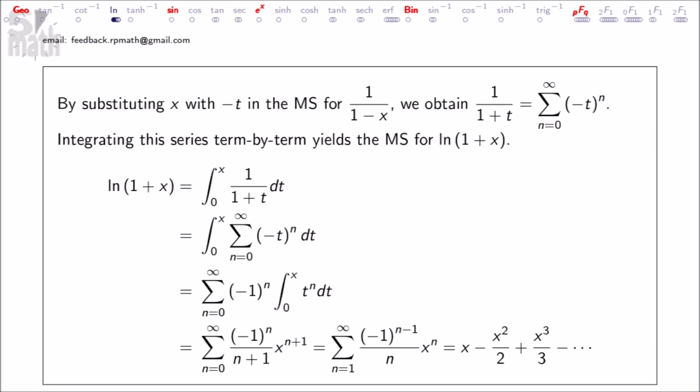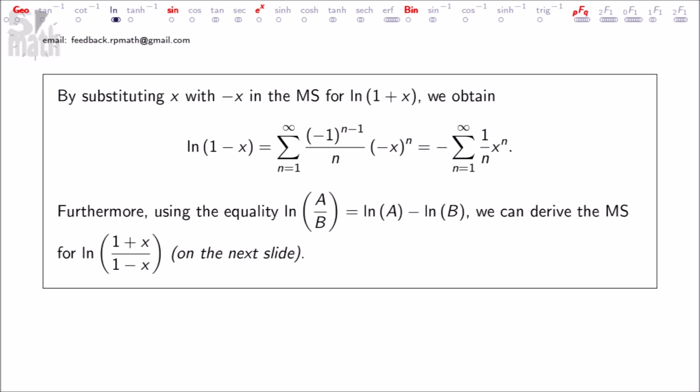Integrating this series term by term yields the Maclaurin series for ln 1 plus x. By substituting x with minus x in the Maclaurin series for ln 1 plus x, we obtain this. Furthermore, using the equality here, we can derive the Maclaurin series for ln of 1 plus x over 1 minus x.